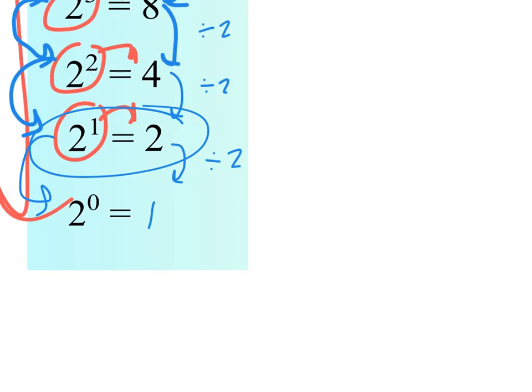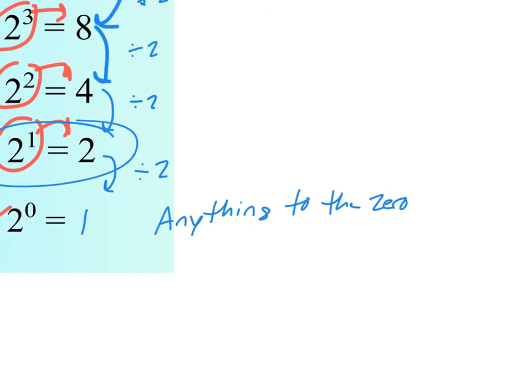Anything, because here's a little note to make before we even get to negative exponents. Anything to the 0 power is 1. Now that seems pretty crazy. 7 to the 0 power, 1. 64 to the 0 power is 1.